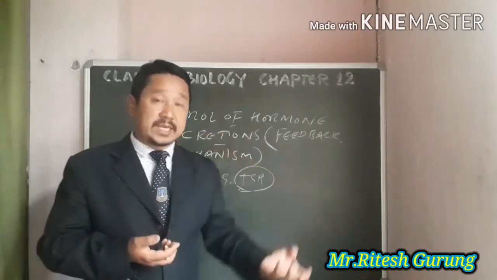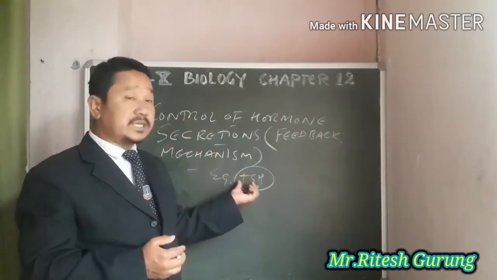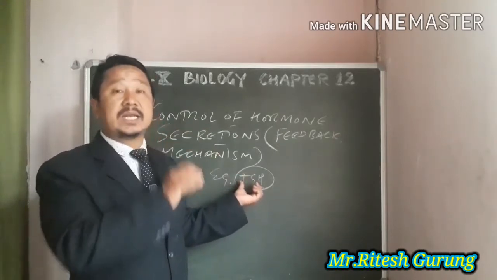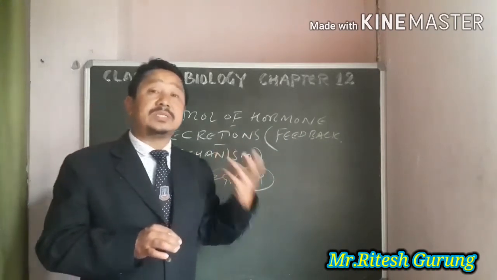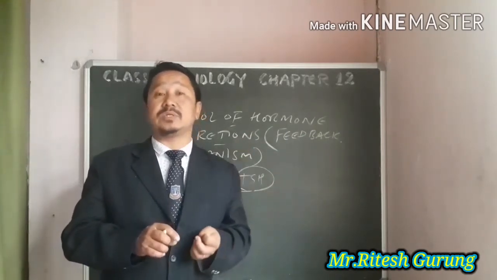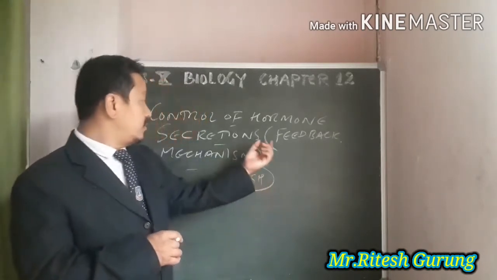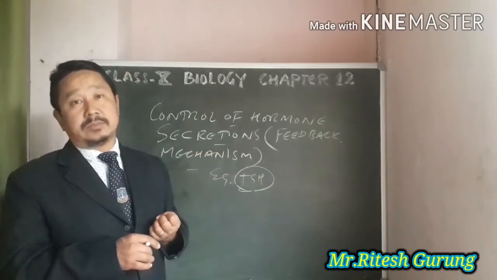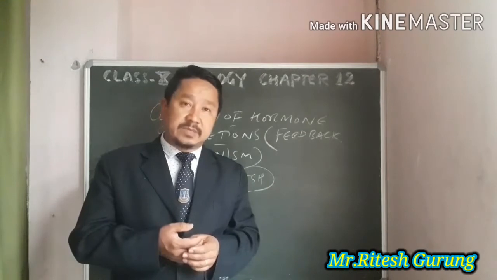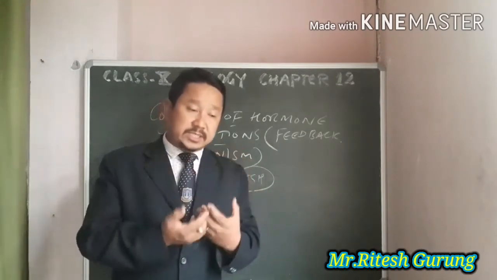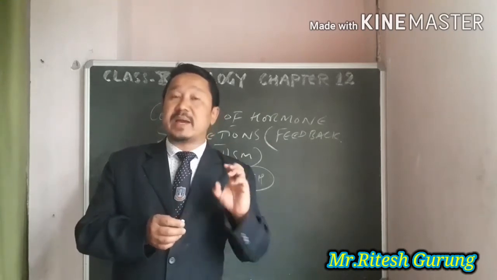So in order to check it down, there will be the message that TSH will be secreted less, so that your basal metabolism will be in the normal condition. So that system is called feedback mechanism. Most of the hormones and systems in the body show the negative feedback mechanism.